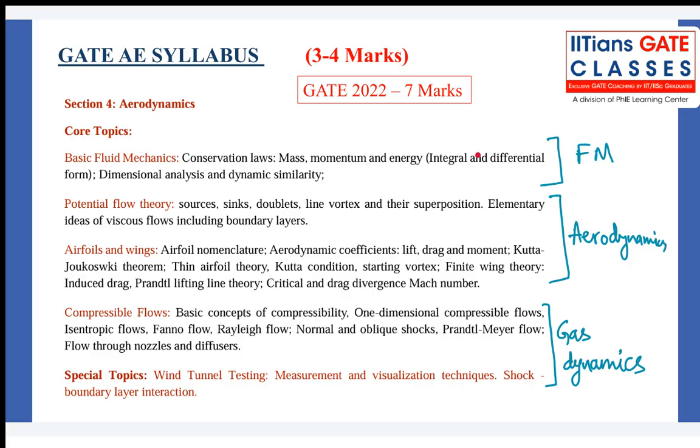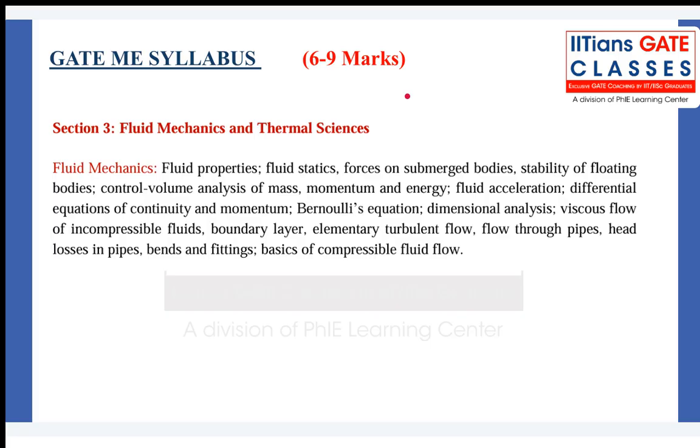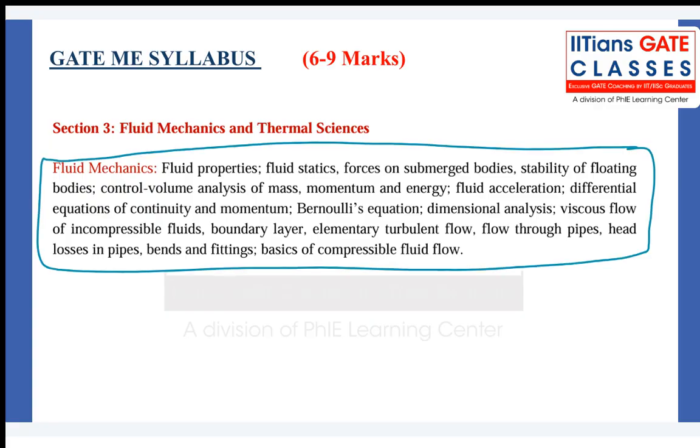This section usually comes for 3 to 4 marks in your GATE aerospace exam. In GATE 2022, it was an exception. This section came for 7 marks. So you can expect 3, 4, or 5 marks from this section. And for students going for the GATE mechanical exam, this is the whole fluid mechanics and thermal sciences section. This whole section will be covered by me, whatever we are going to study in the next 35 hours.